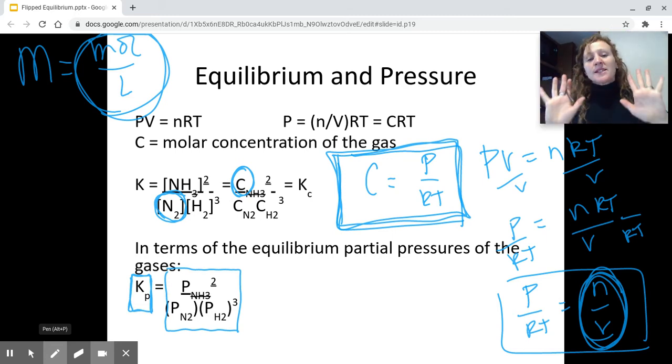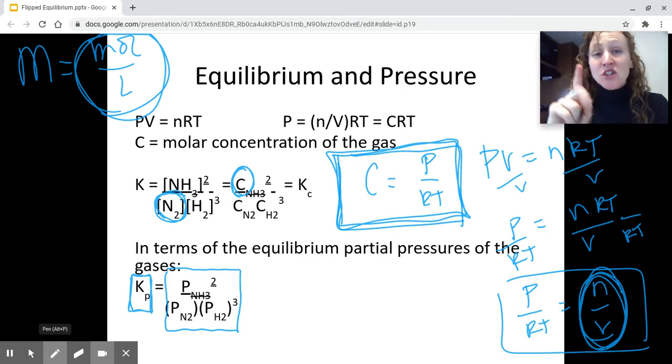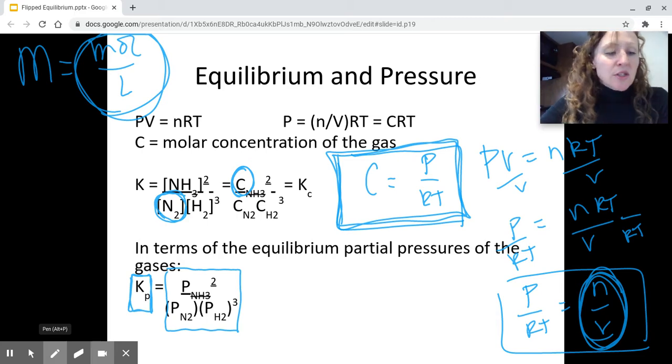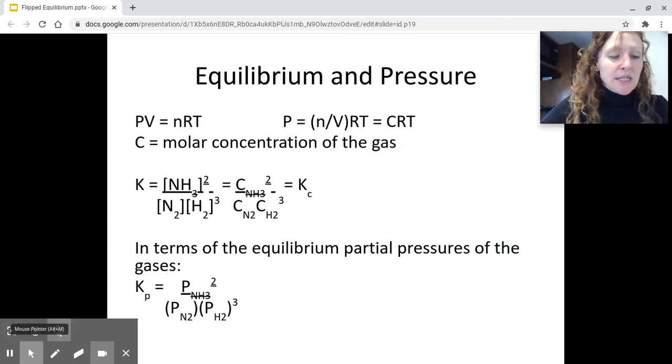So, take away from this slide, concentration and partial pressure are related. They're related through the ideal gas law. Therefore, we can write our equilibrium constant in terms of concentration, or we can write the equilibrium constant in terms of partial pressure. So let's take a look at using this.